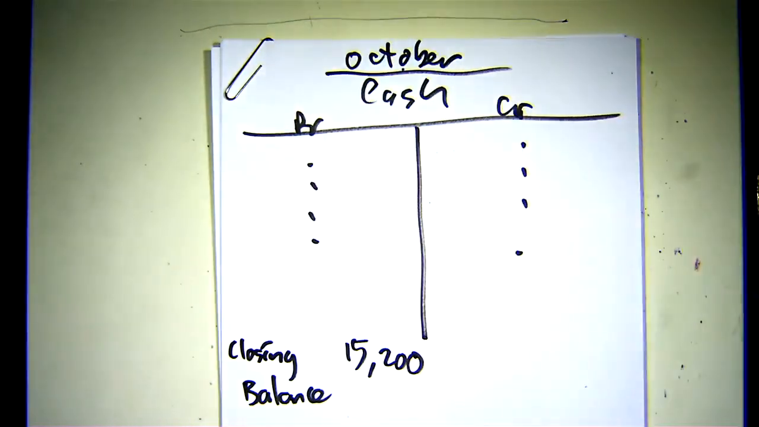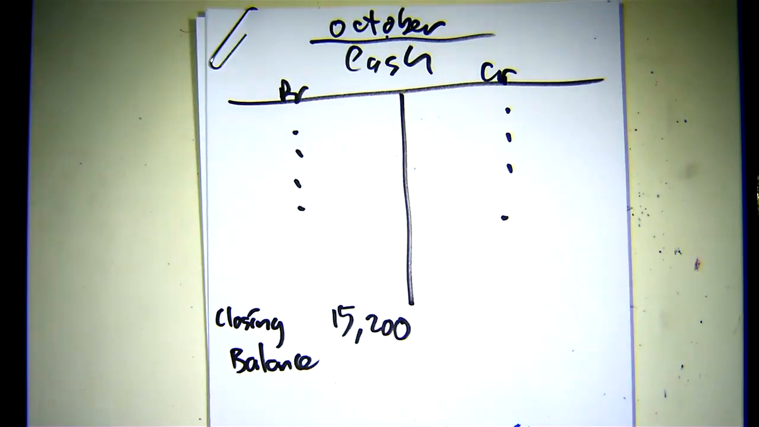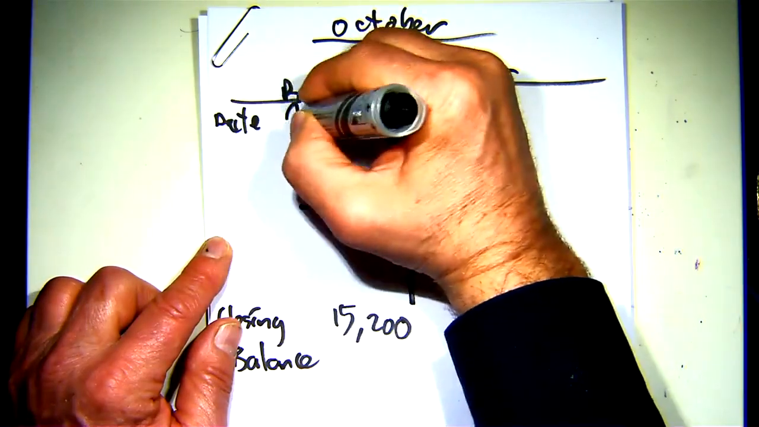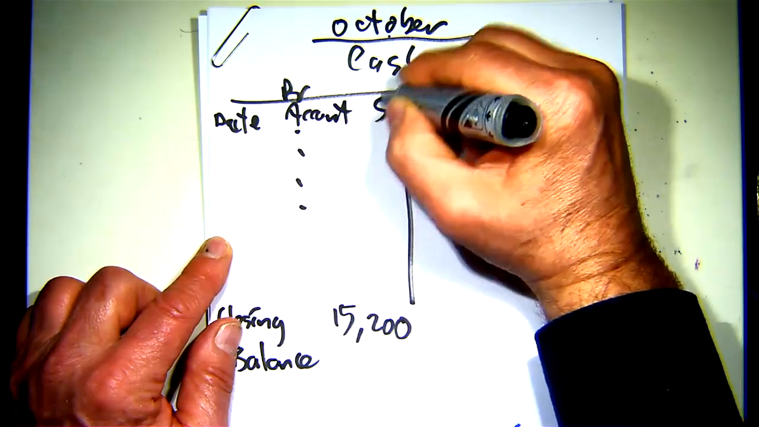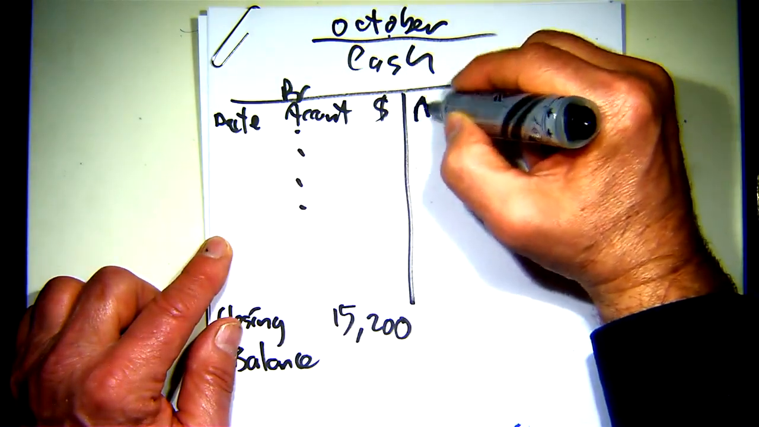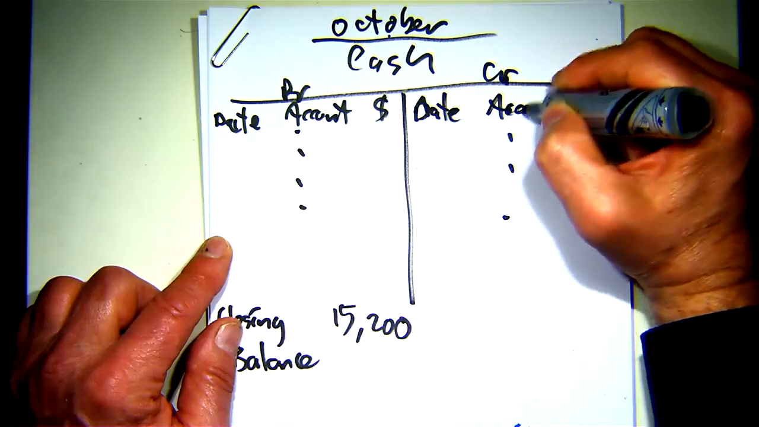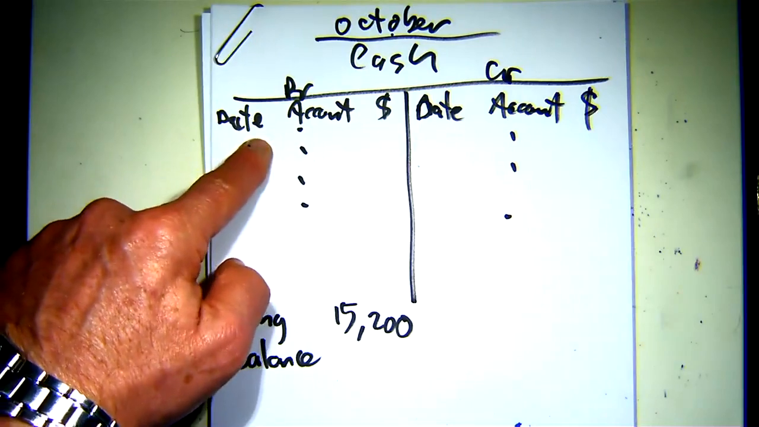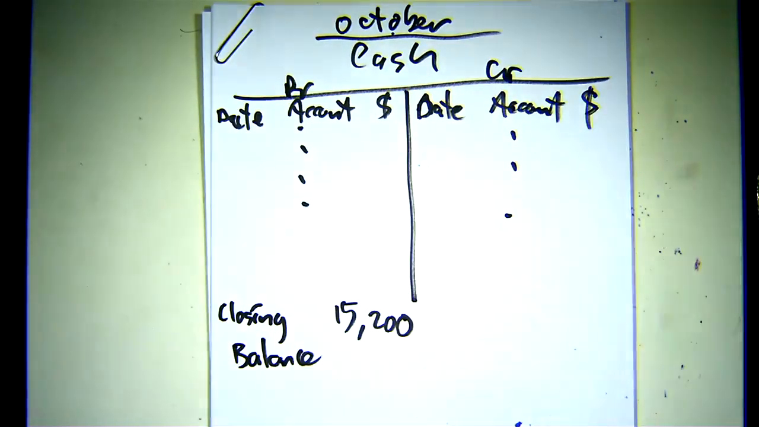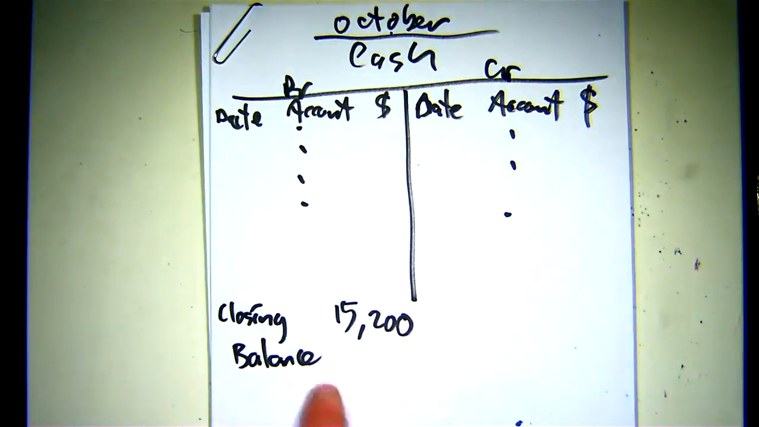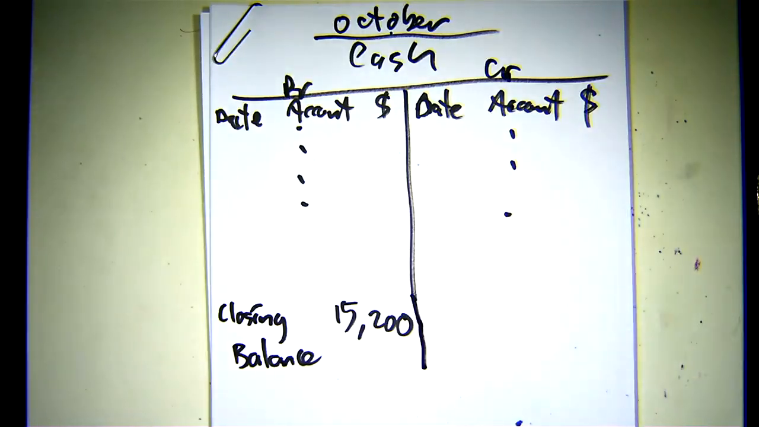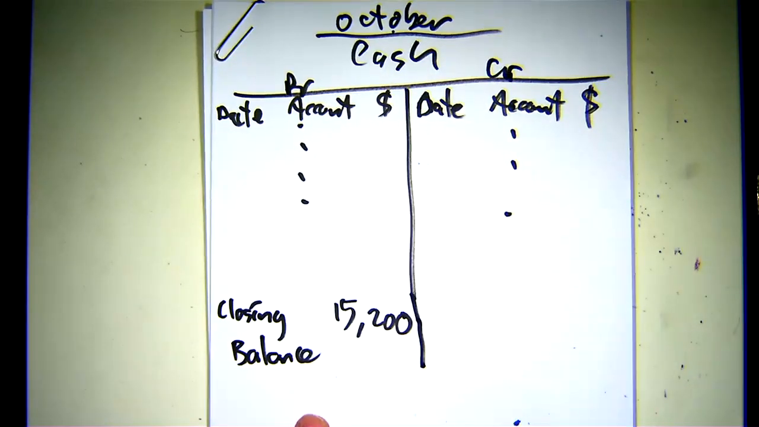So for the month of October, I used my cash ledger. This will have a date, there'll be an account, and there'll be an amount of money. The same here. If I post all the journal entries into cash from the debits and the credits, and then I add them up, usually with cash it has a normal debit balance, so I'll have a closing balance on the debit side here of 15,200, and that was October.